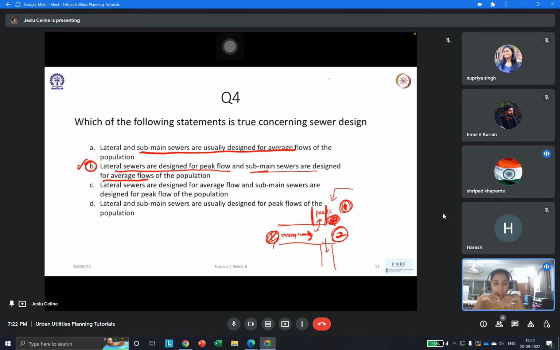Okay, so B and C are correct? B says lateral sewers are designed for peak flow and sub-main sewers for average flow. C says lateral sewers are designed for average flow and sub-main sewers for peak flow. Those are opposite, right? So why are you saying both are right? Sorry, madam, because I am looking at the assignment and your question is different from the assignment.